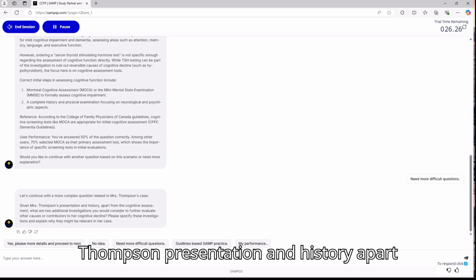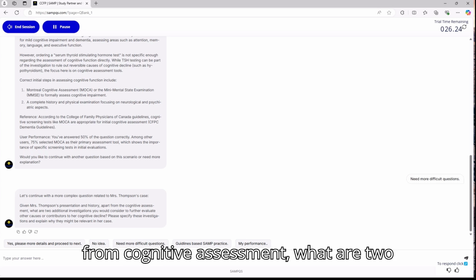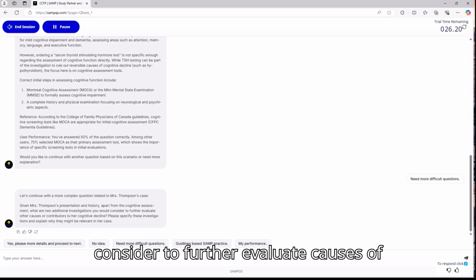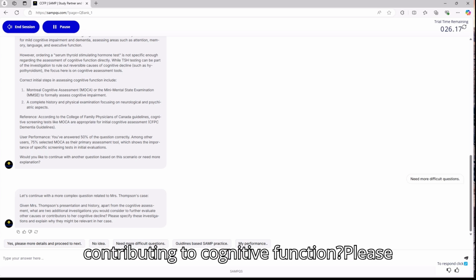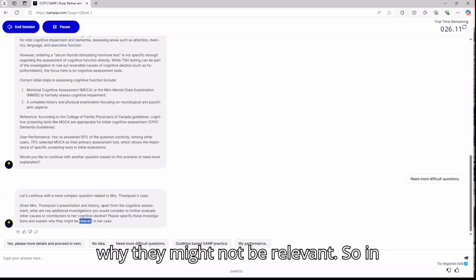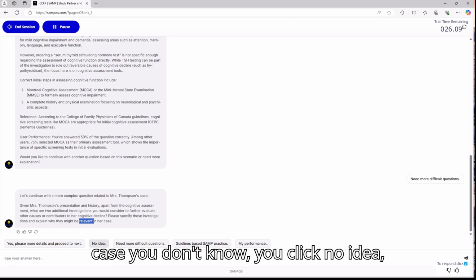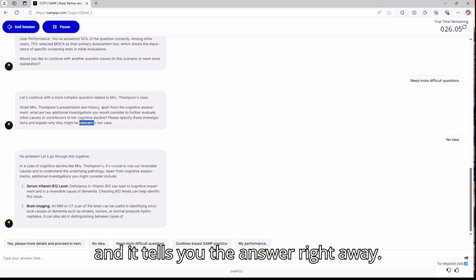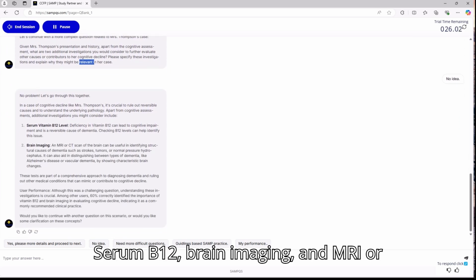Given Ms. Thompson's presentation and history, apart from cognitive assessment, what are 2 additional investigations you would consider to further evaluate causes contributing to cognitive dysfunction? Please specify these investigations and explain why they might be relevant. So in case you don't know, you click no idea, and it tells you the answer right away: serum B12, brain imaging, and MRI or CT.